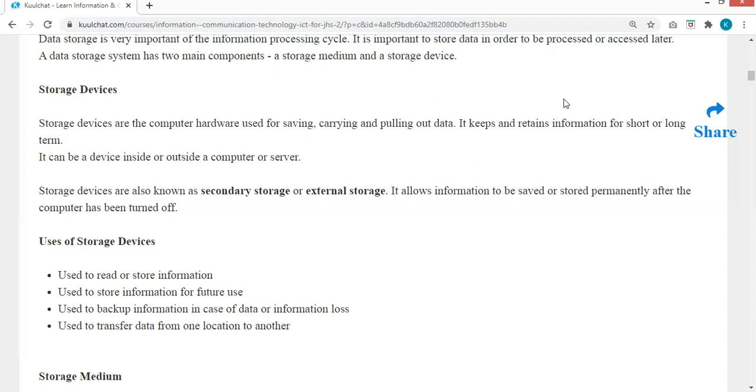It allows information to be saved or stored permanently after the computer has been turned off. So storage devices allow information to be saved permanently after the computer has been turned off. There are other storage devices that, once the computer is turned off, lose their data. Okay, so for example, the RAM.